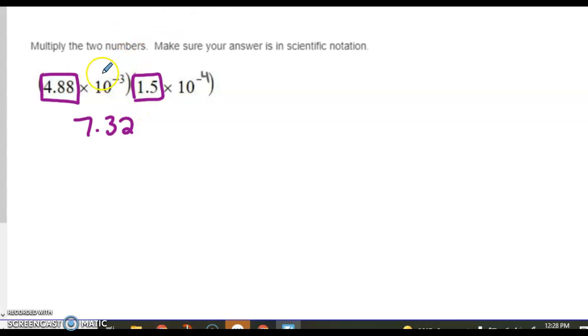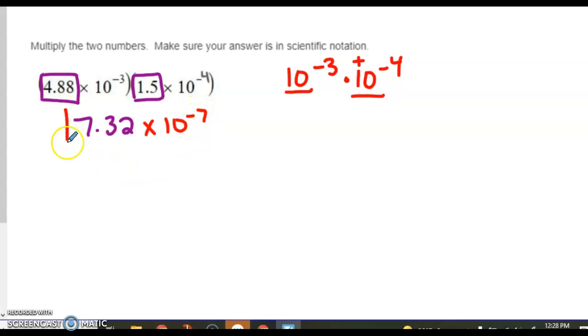And then to deal with my exponents, I'm just going to rewrite it. 10 to the -3 times 10 to the -4. When you're multiplying exponents and you have the same base, you can take a little shortcut where you keep the base the same and then you add your exponents. So -3 plus -4 is -7. This would be my final answer in scientific notation.